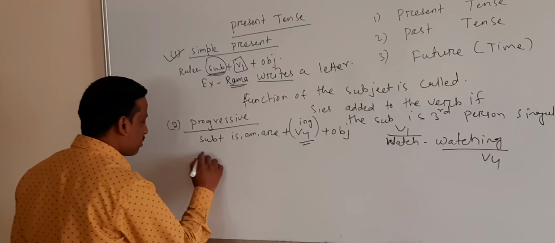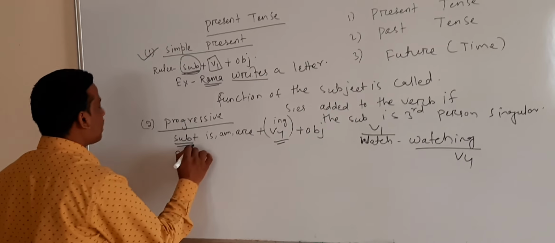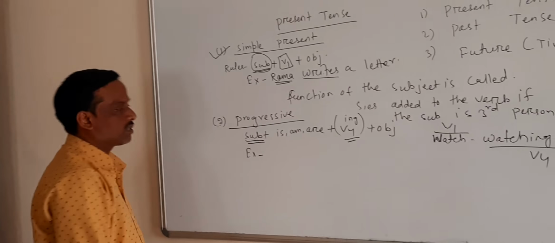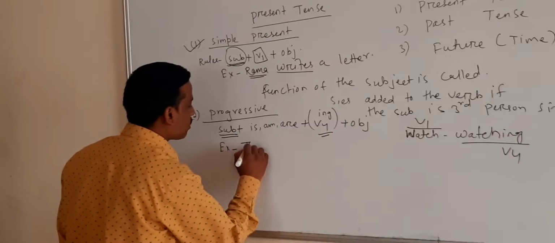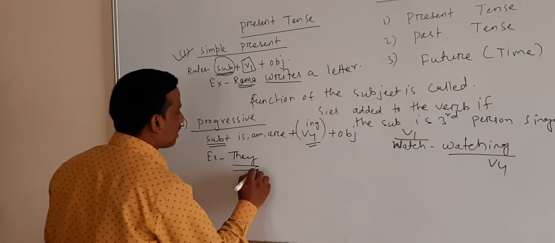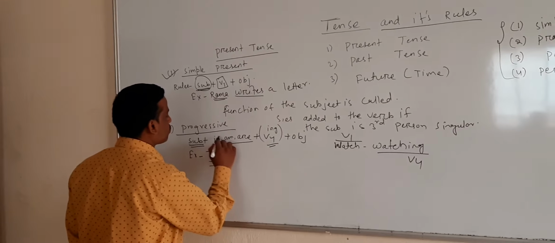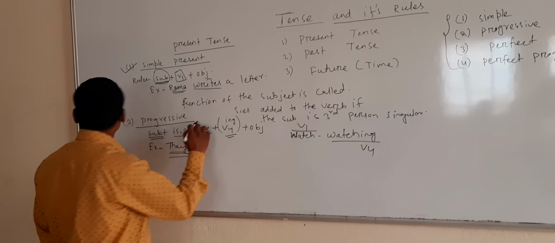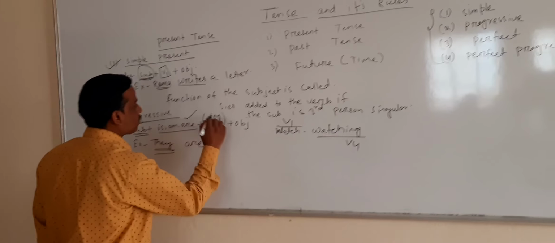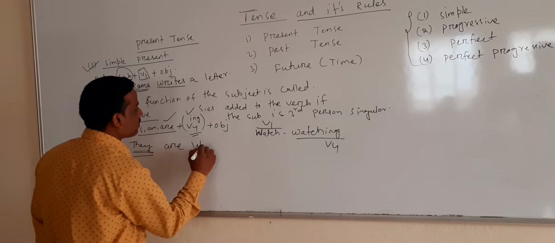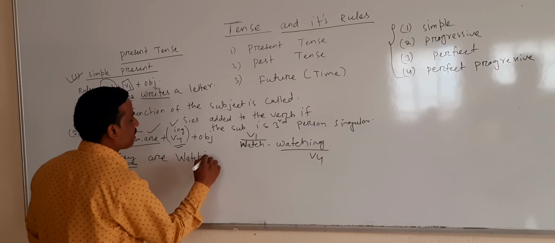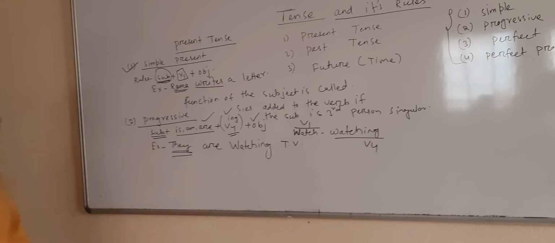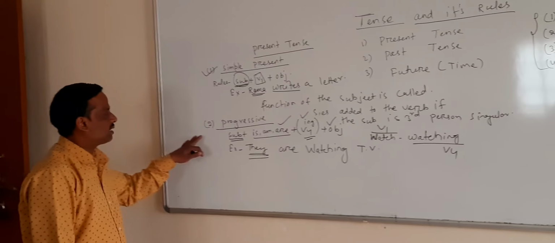According to this rule, we will write an example. We can give any subject: first person, second person, third person singular or third person plural. I took the subject they. We have to choose the helping verb according to the subject. If the subject is they, the helping verb is are. The ing form of the first verb, watch, is watching. We added an object: They are watching TV. These are the rules of present progressive.